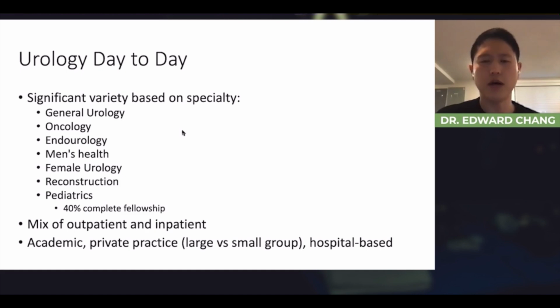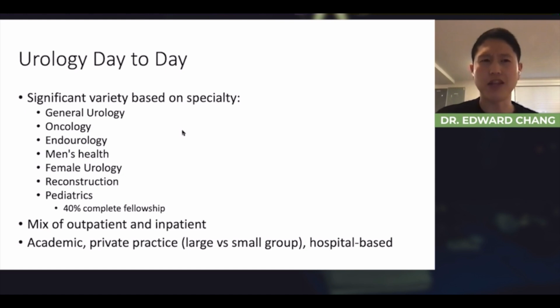So I would say the majority of urologists are working pretty good hours. But regardless, it's still a surgical specialty, so the hours, even as an attending, are pretty demanding. I put down here that 40% of urologists will complete a fellowship, and that's just to highlight the nature of the subspecialization of the field.